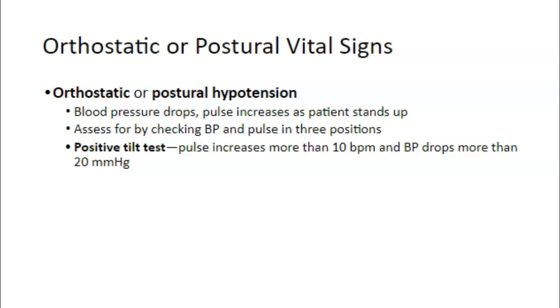If you see an increase in the pulse of more than 10 beats per minute and the blood pressure drops more than 20 in either the diastolic or the systolic, then that's going to be considered a positive tilt test, and that would be positive orthostatics. That means there's something going on. Their vital signs are changing with their position. Prototypically, you won't get a huge change if that person's cardiovascularly intact, but if someone's having issues, then this would be something that would need to be checked for, okay?